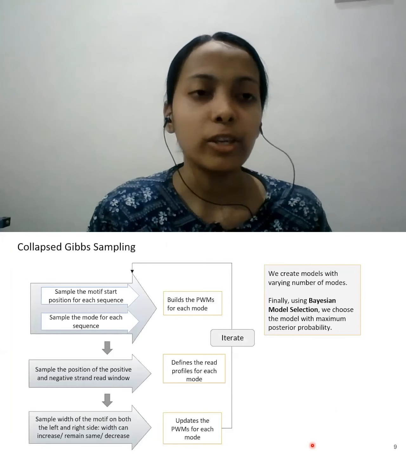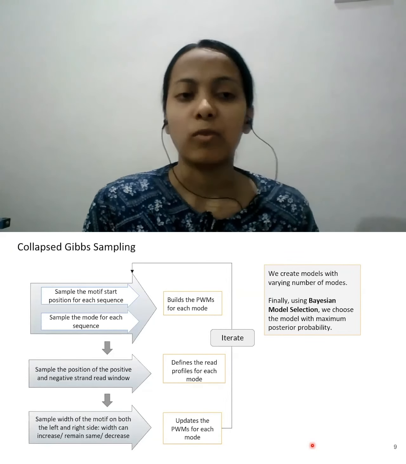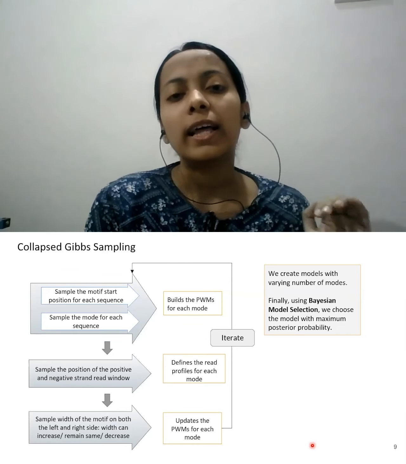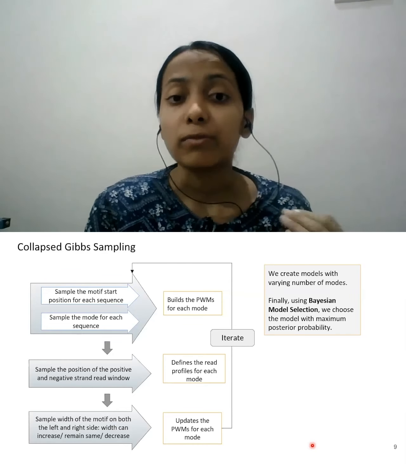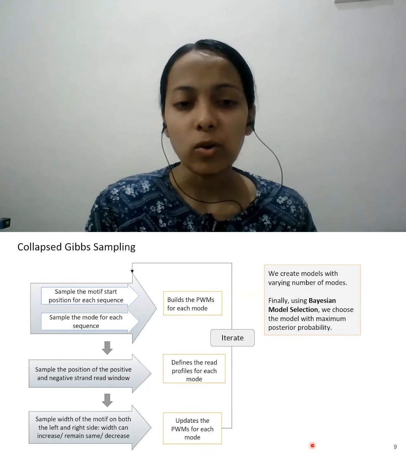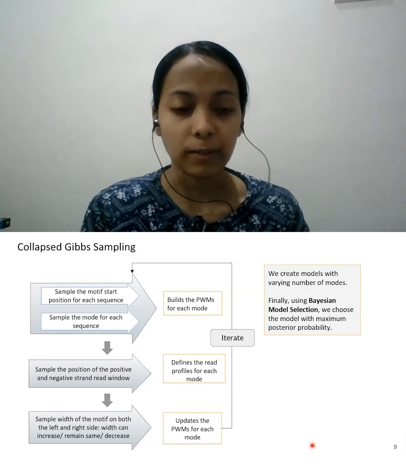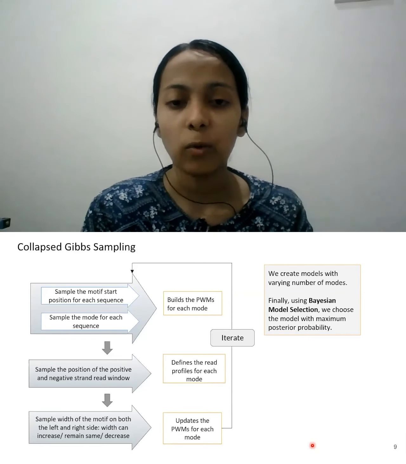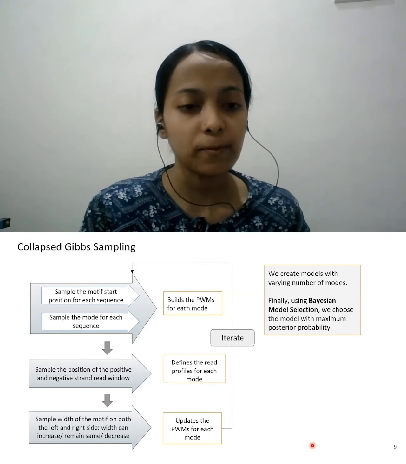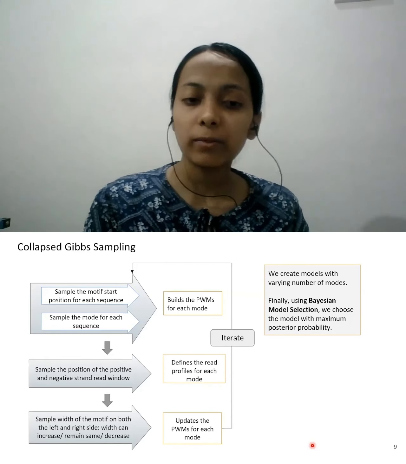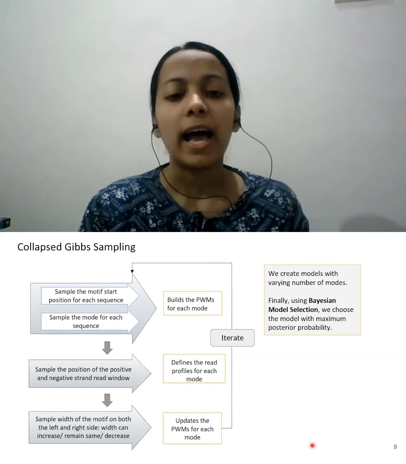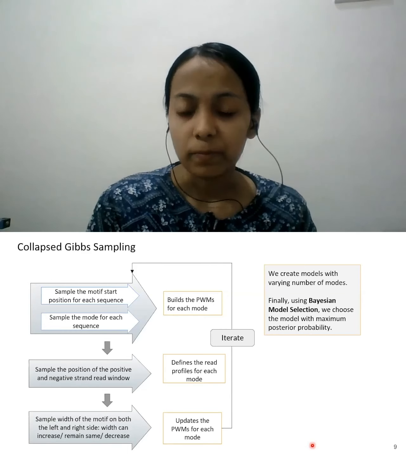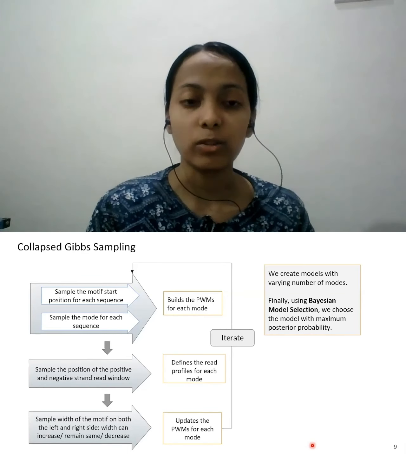So our model is actually based on collapsed Gibbs sampling. For each sequence, we first sample the motif start position and then we sample the mode. And this would help us to build the PWM or the phi k for each mode. Then we go on to sample the position of the positive and the negative strand read window. This would basically give us the values for tau pk, tau nk, and also define the read profiles for each mode. After that, we sample the width of the motif on both the left and the right side and update the PWM or the phi's. And this whole process is repeated till the likelihood of the whole data does not change anymore.